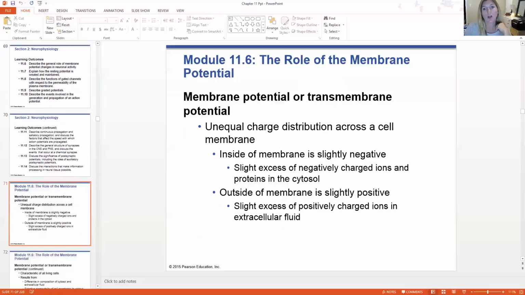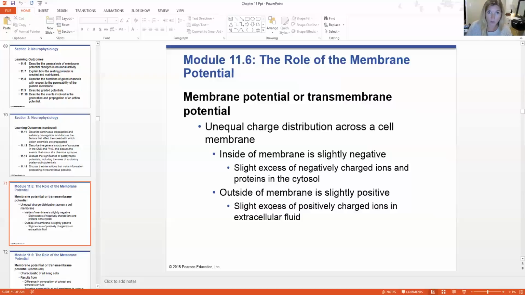Let's talk about that membrane potential. We briefly got introduced to it in the muscular system. We were talking about the charge distribution of ions over the cell membrane and how there's more sodium outside the cell, more potassium in the cell, etc. And that unequal charge distribution creates what we call a membrane potential or a transmembrane potential. So that is just a review.